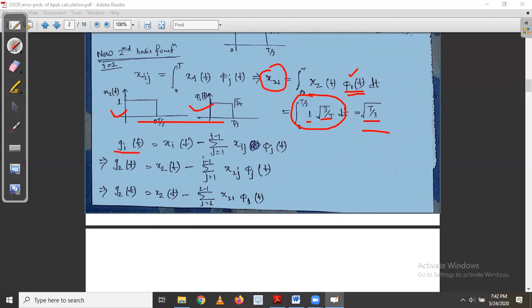Now what about g i, that intermediate function? That is the expression. I value is 2, so g2 equals x2 minus sum of x2j phi j. Then j equals 1 up to i minus 1, so 2 minus 1. j equals 1, only one value. I am putting the value of j equals 1 here. So finally we have this one.